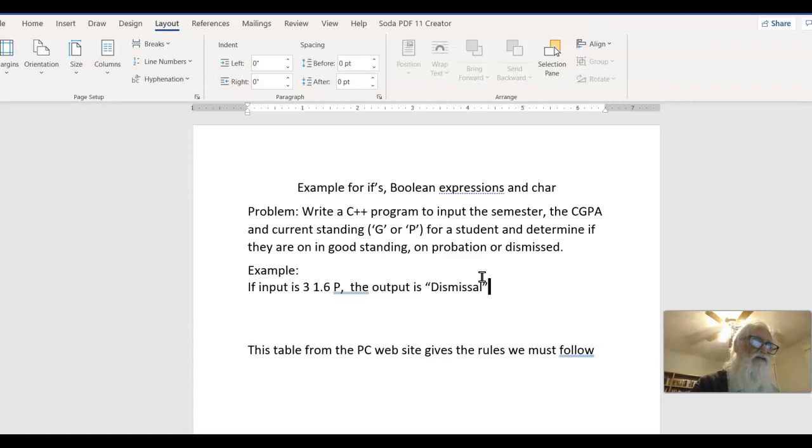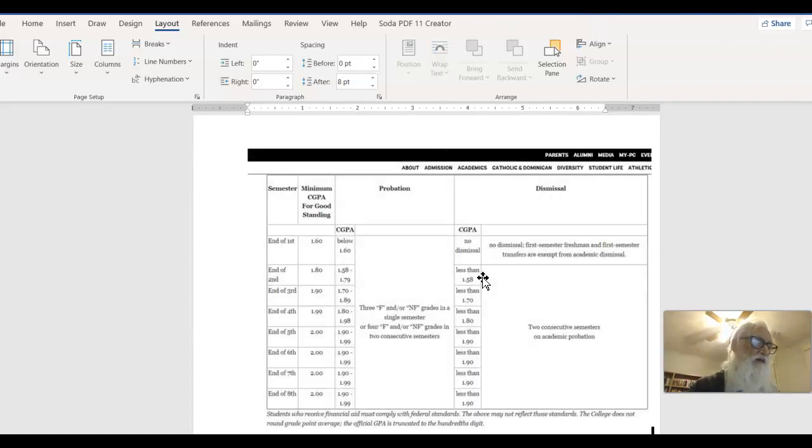The college has a set of rules for dismissing or putting people on probation. The rules depend on what your cumulative GPA, grade point average, is, whether you were in good standing or on probation the previous semester, and what semester you're in. There's a complicated table from inside the dean's area on our web. I've got it here for you. And basically, I want to try to implement that.